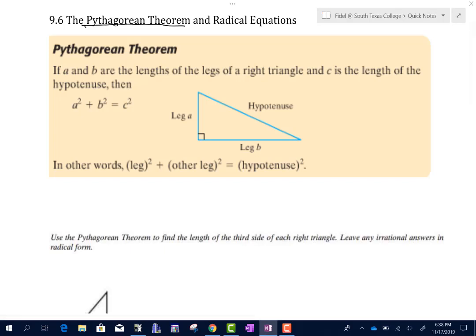But this is something that they kind of drilled into you all in high school a whole lot. If you remember it, great. If not, don't sweat it. We're going to go through it here with this video. Okay, so Pythagorean theorem. Number one, we're going to have a right triangle.